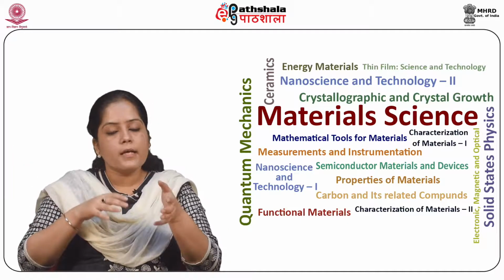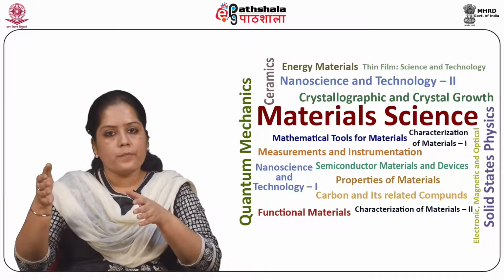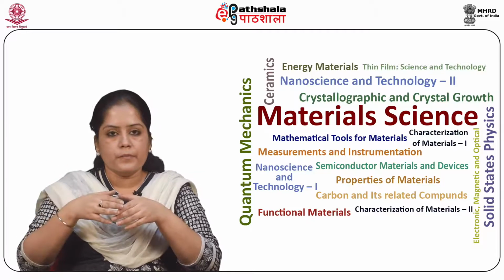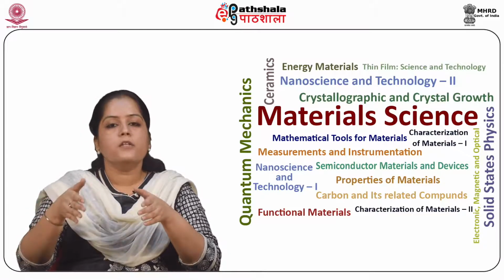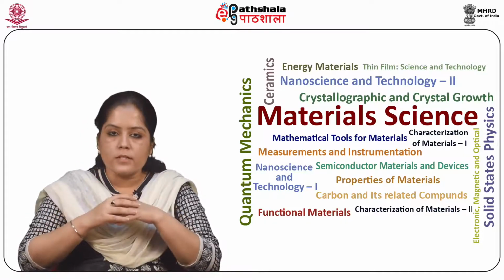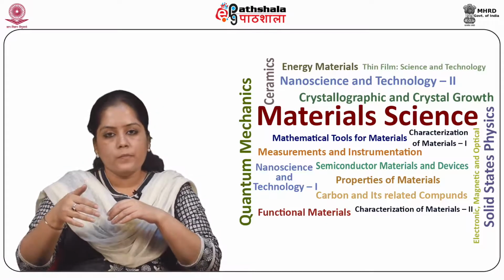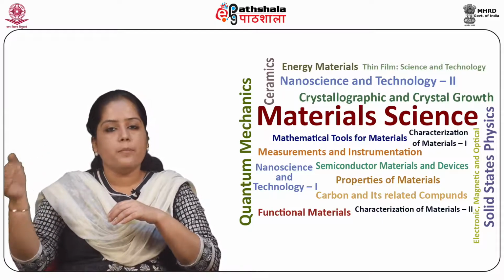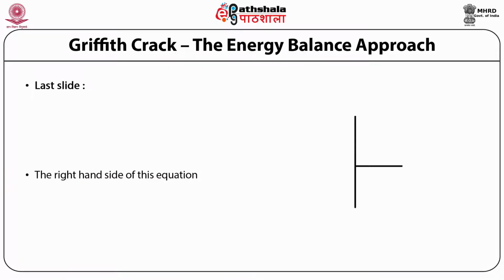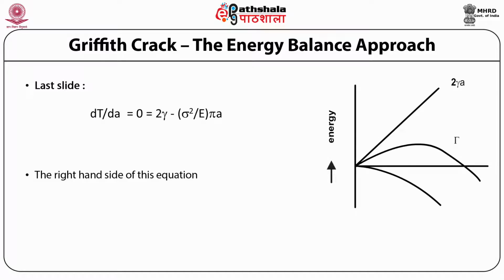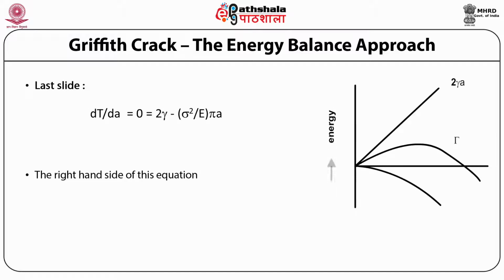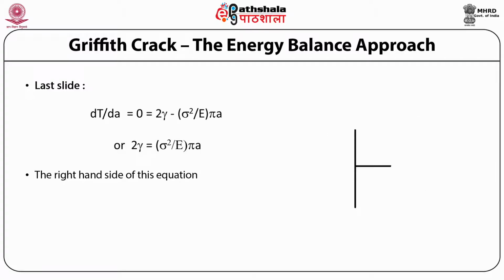So when a exceeds a critical value a star, there is a decrease in the energy with further increase in the crack length. That is, the crack propagates and the fracture occurs. So at this point, dT by da equals 0, which is equal to 2 gamma minus sigma square by E multiplied by pi a, or 2 gamma equals sigma square by E multiplied by pi a.